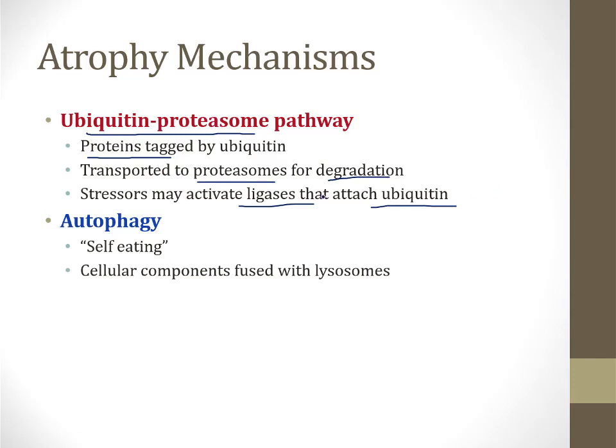A second cellular mechanism of atrophy is called autophagy, which means self-eating. Cells have been shown, when exposed to certain stressors, to fuse components of the cell with lysosomes so they are broken down. It's high yield to remember that these are two of the well-described mechanisms by which cells undergo atrophy.